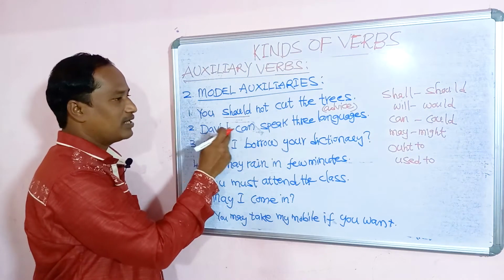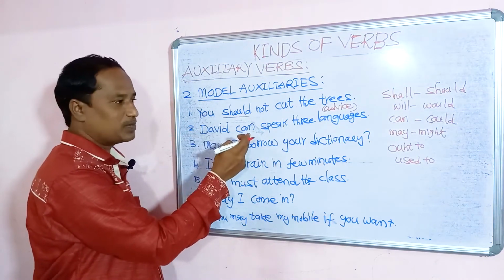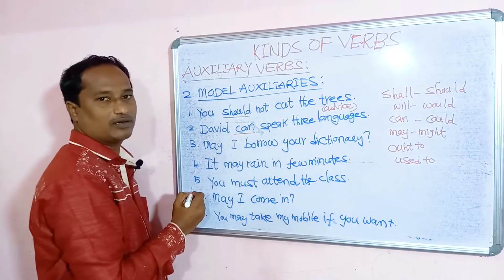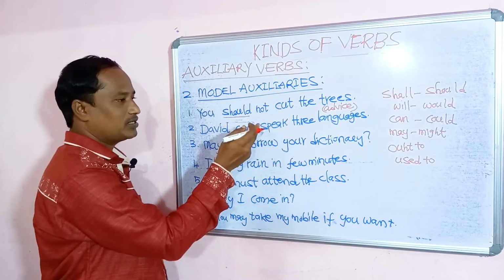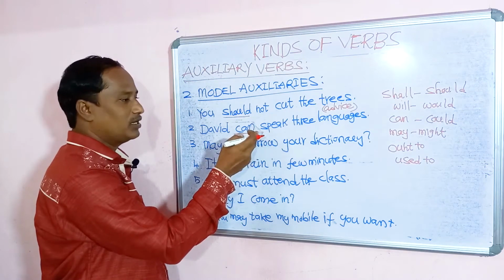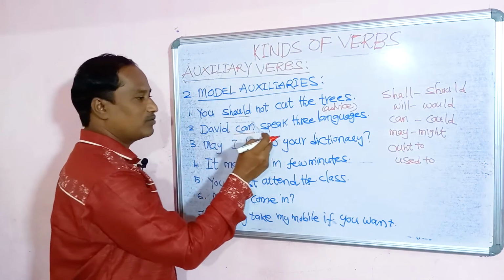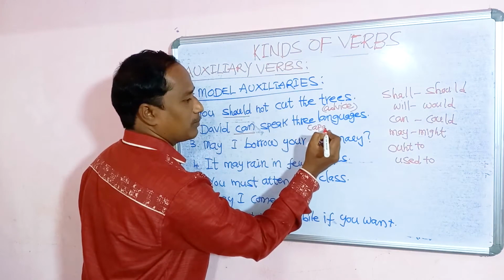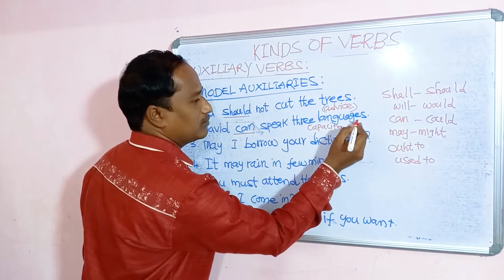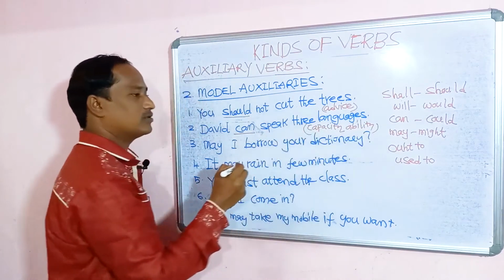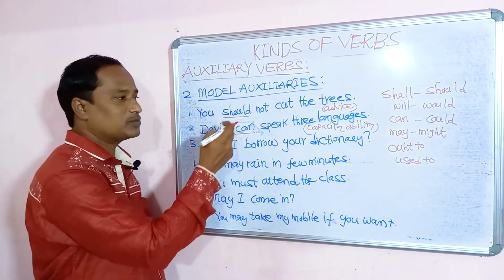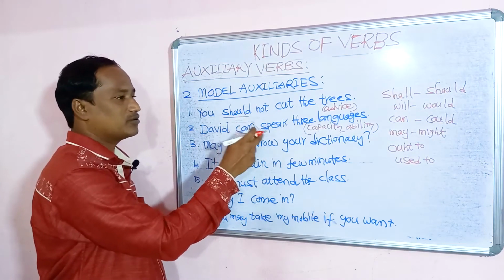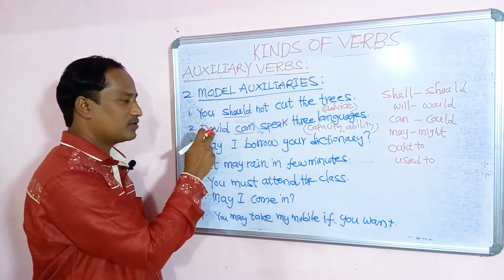Next sentence we can see: David can speak 3 languages. Here what is the modal auxiliary? Can. So what does it show in this example? What is the main function of this modal auxiliary? It shows capacity or ability. He can speak, so David has the ability to speak 3 languages. So here the modal auxiliary verb can shows the ability of the subject, David.